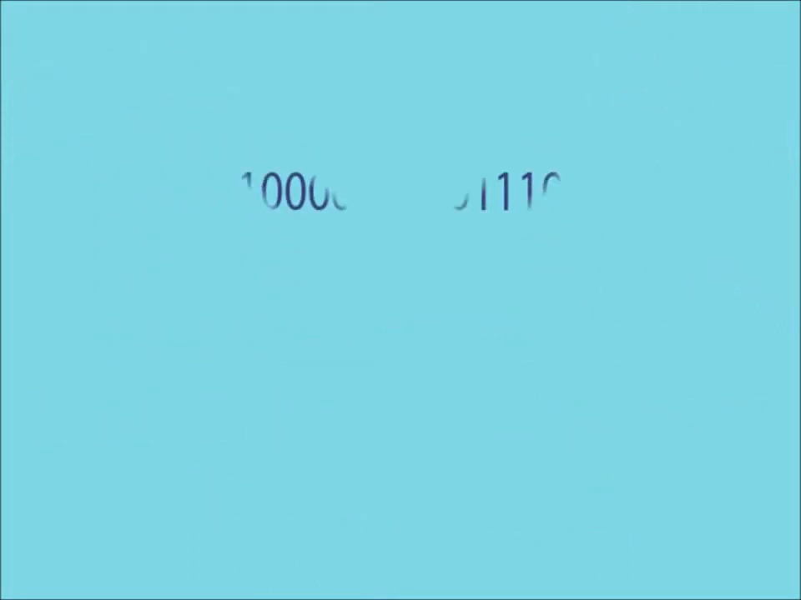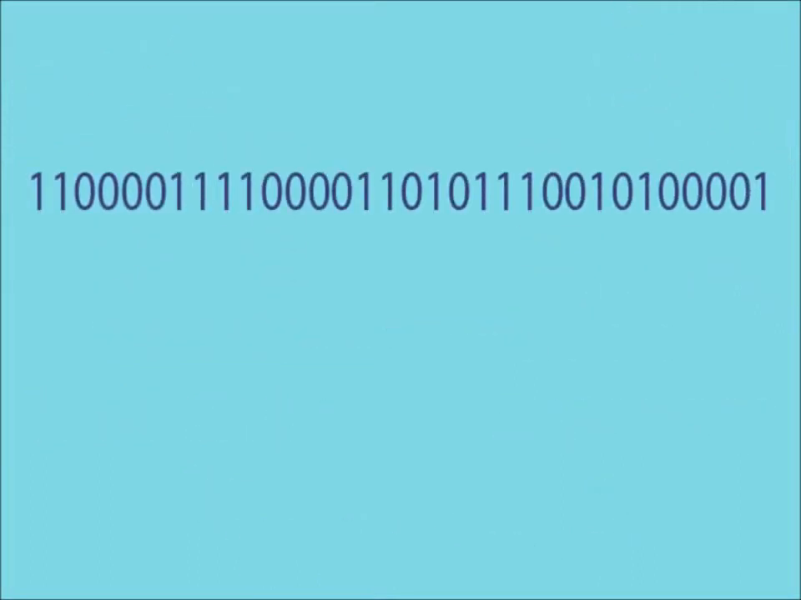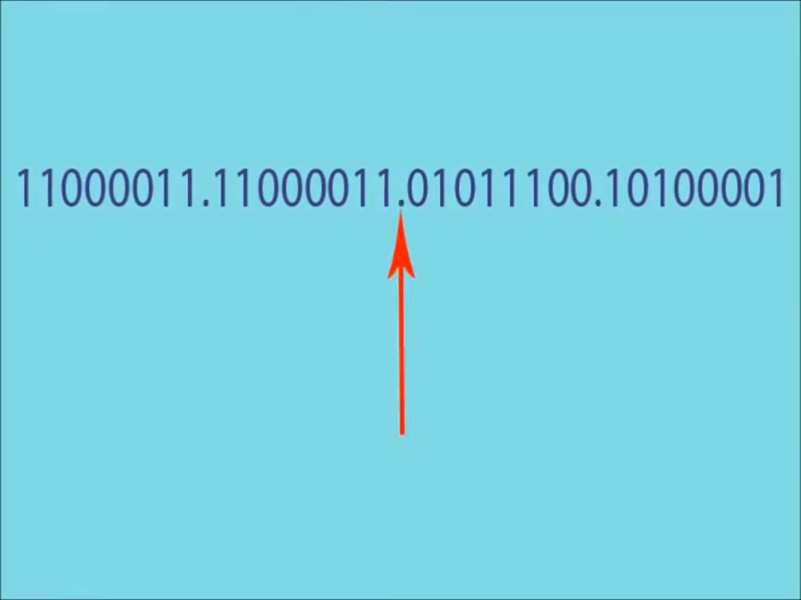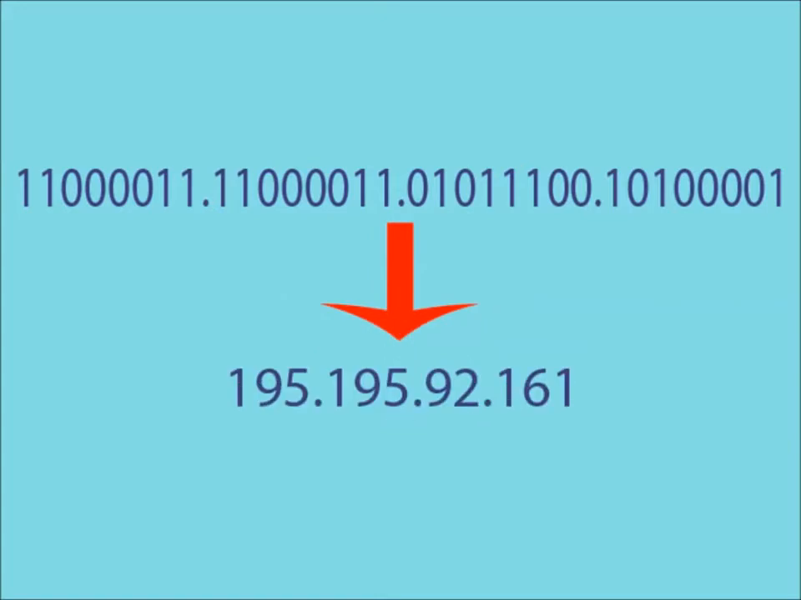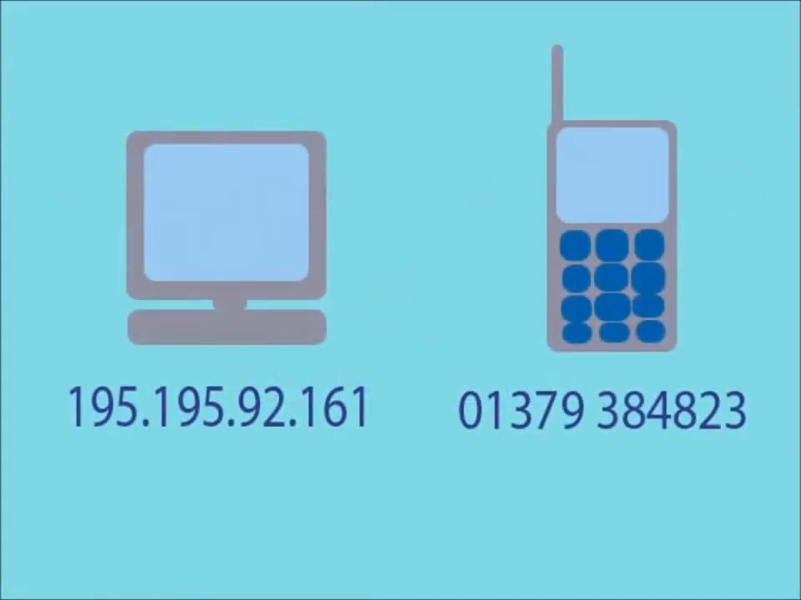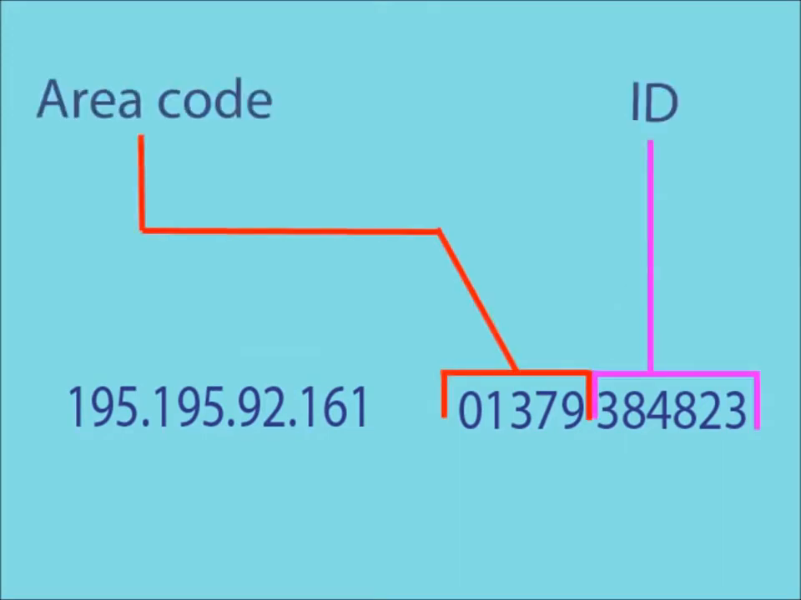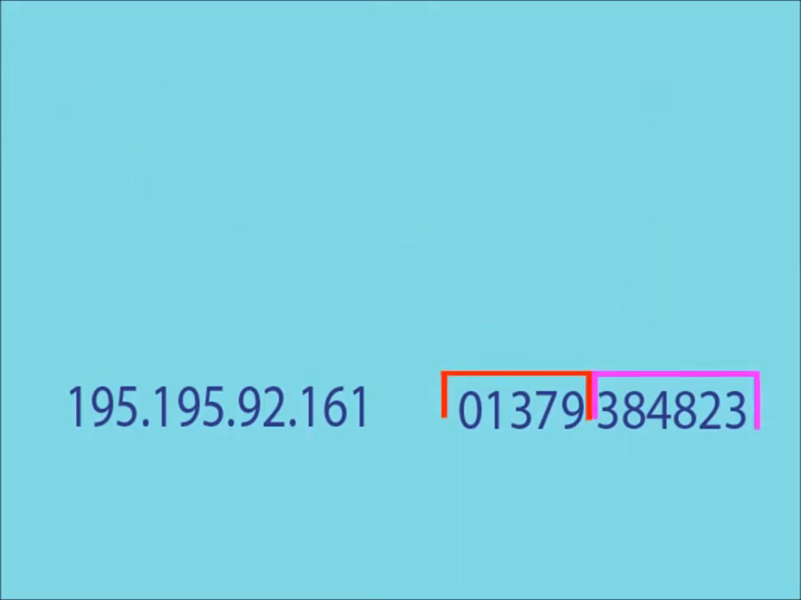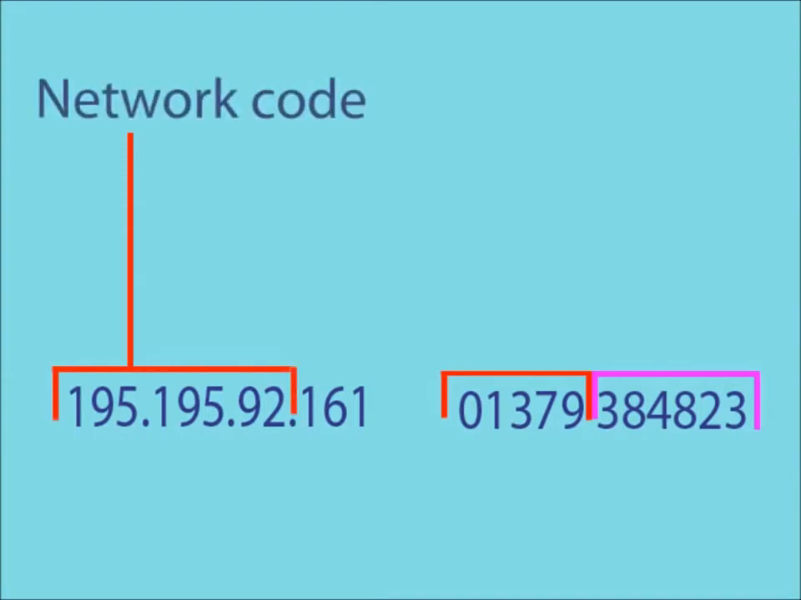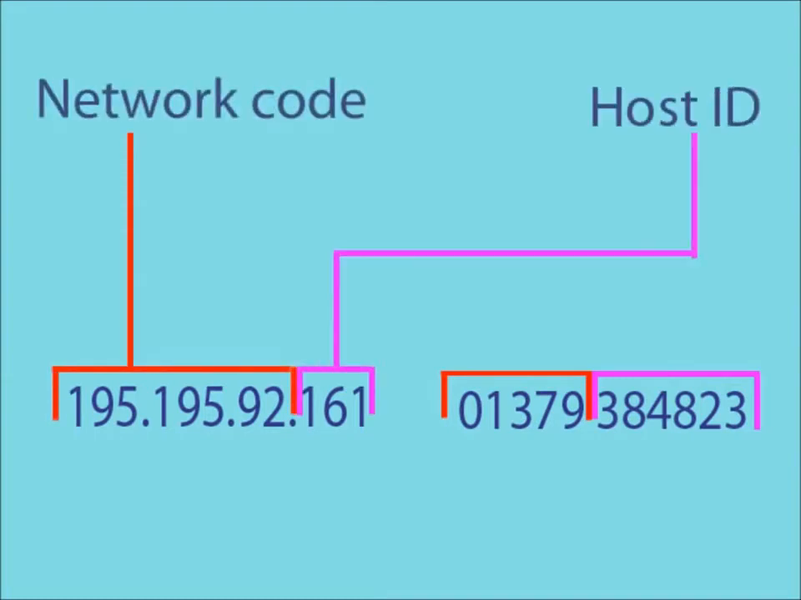An IP address is a string of 32 bits. These 32 bits are then split up into 4 equal parts, each containing 8 bits. These 4 binary numbers are then converted into decimal numbers to give you your IP address. The way in which IP addresses are allocated is very similar to the way in which a phone number is allocated, in the sense that a phone number can be split up into both an area code and an ID code. Similarly, an IP address is split up into a network code and a host ID.